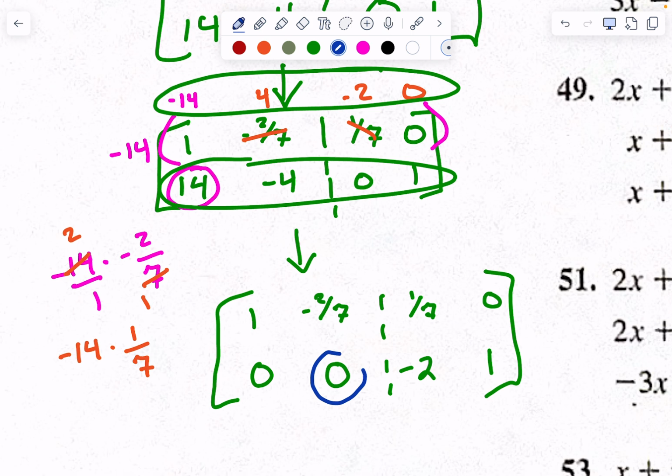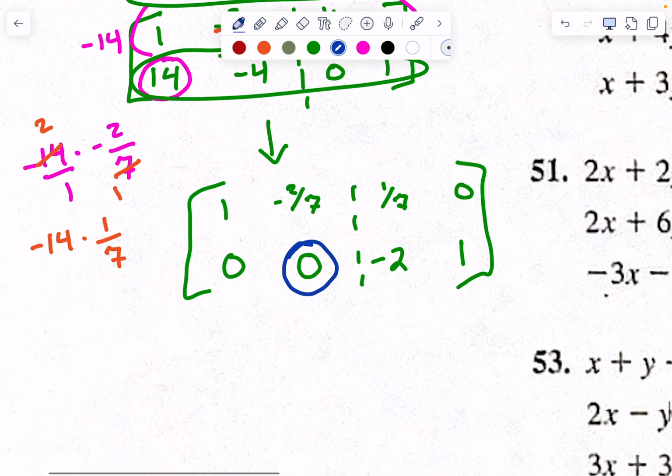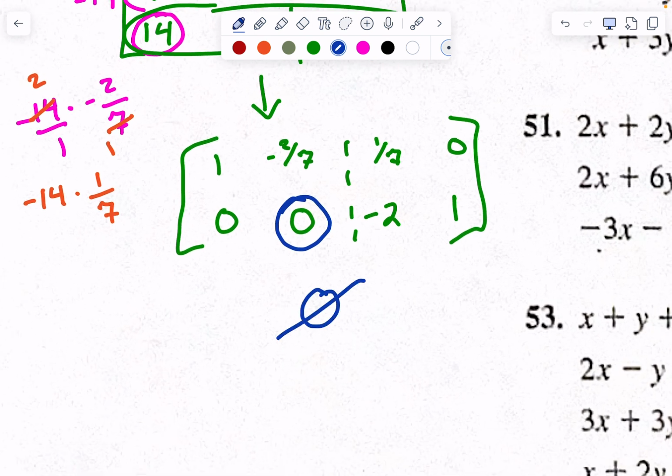I have 0, 0. I can't make this a 1, because even if I multiply by a number, it's still 0. So we can't do it. We cannot find the matrix inverse because we end up with a problem.